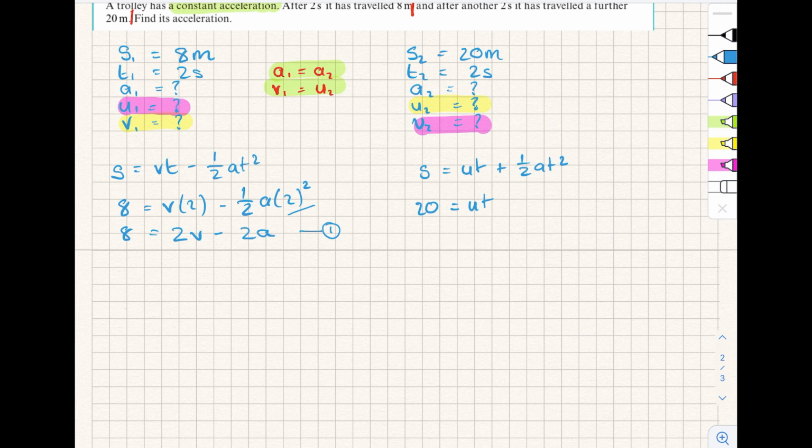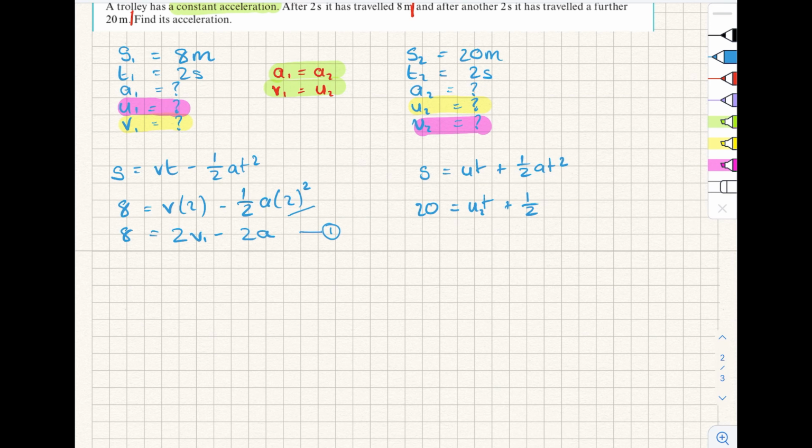And this is ut, by the way. This is v1. Right? We're going to look at the comparison just now. They are the same. And this is plus a half. Acceleration is unknown. And time is again going to be 2 squared. This is going to give me 20 equal to 2u plus 2a. There's my second equation over there.